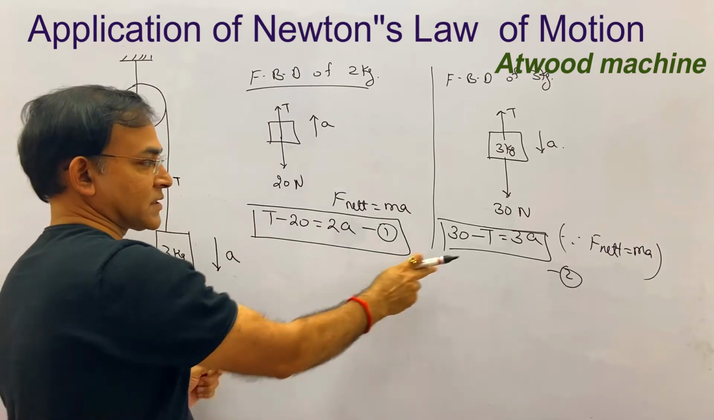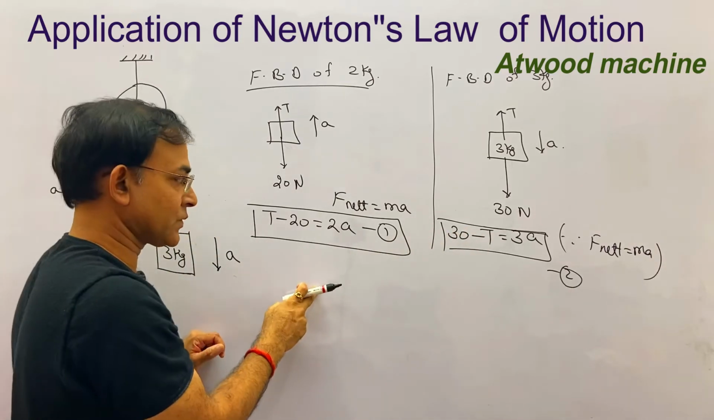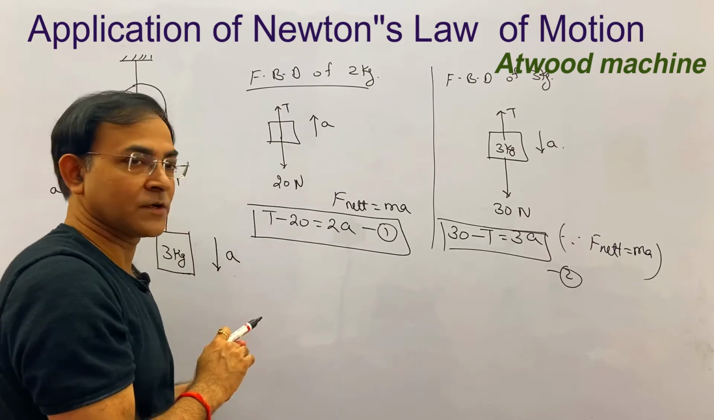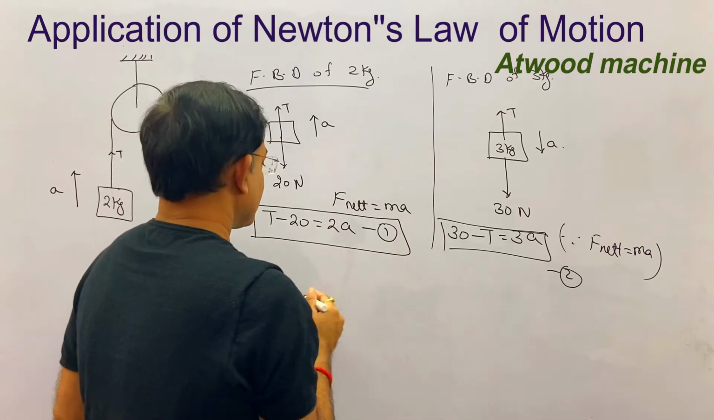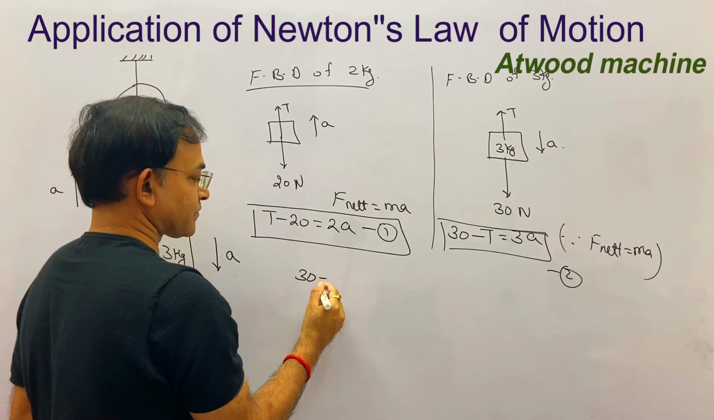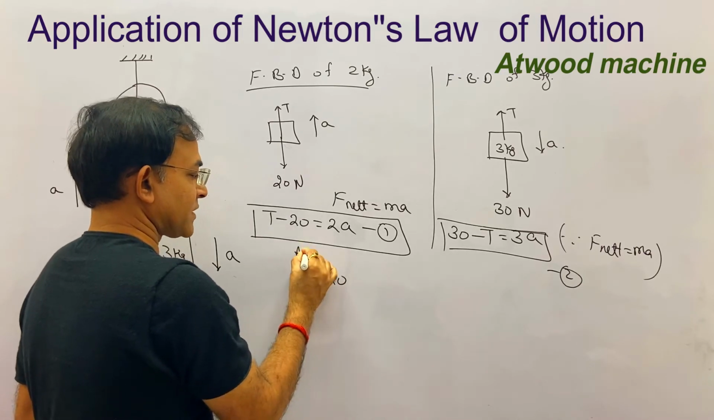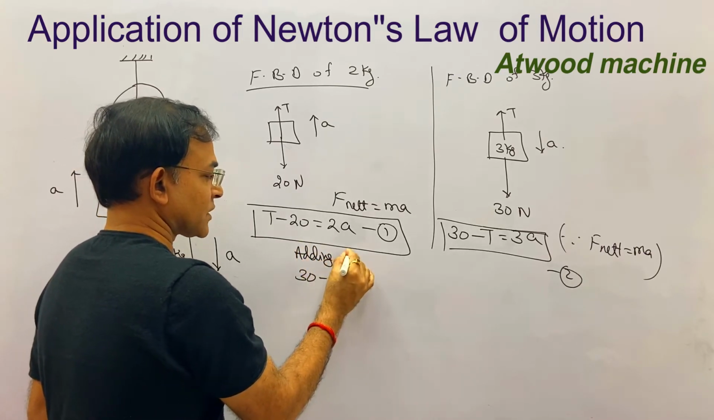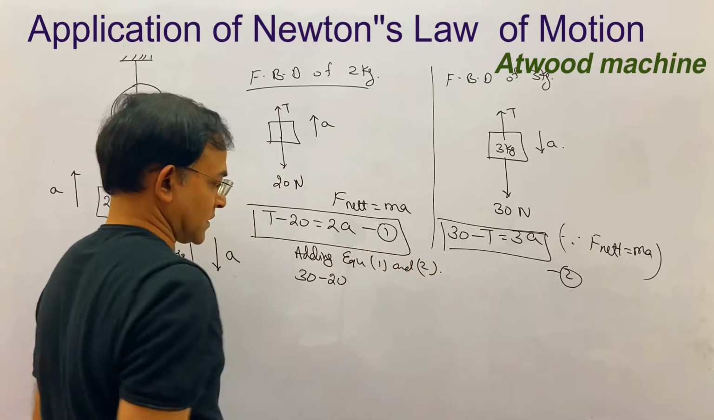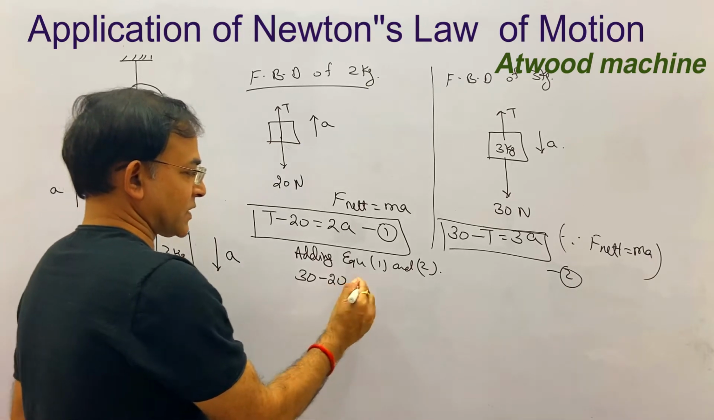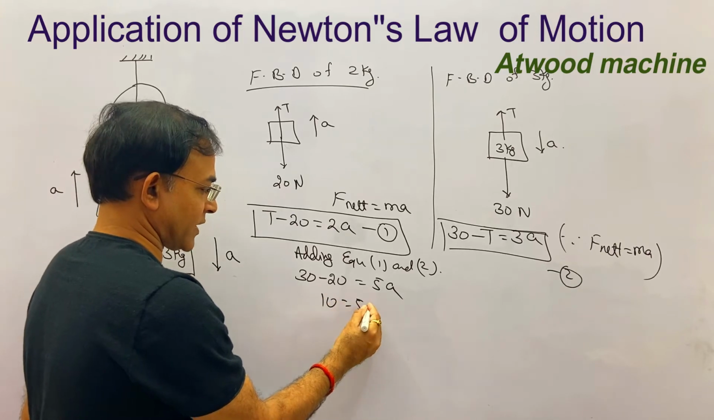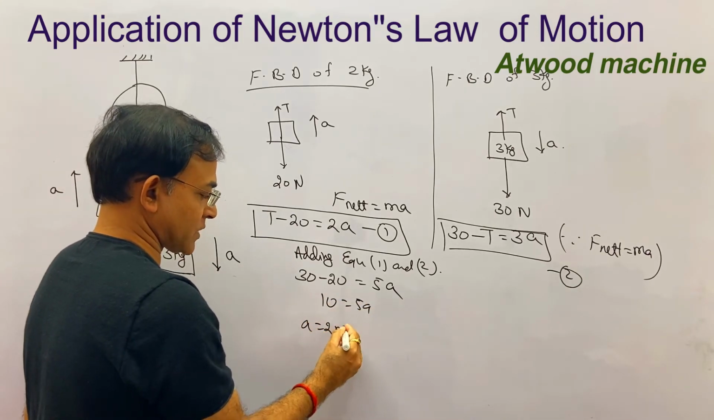There is a plus T and there is a minus T. Just simply add these two equations. It is normal mathematics which we already know. So the T and T cancel out. You will get 30 minus 20. Here we are adding equation 1 and 2. Now 30 minus 20 is equal to 5 into A, so you will get 10 equals 5A, so the acceleration will be 2 meter per second square.